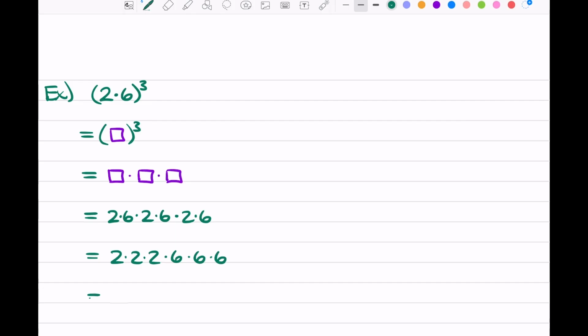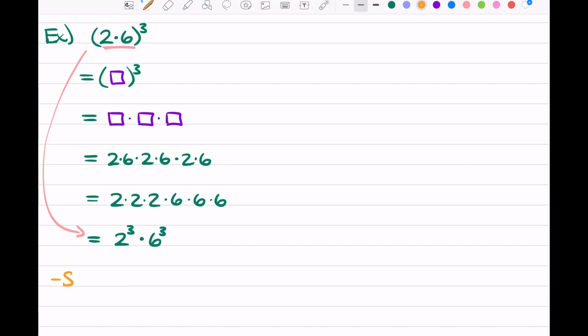And since we're multiplying by 2 3 times, we can write that as 2 to the 3rd power. And we can do the same with the 6. This would be 6 to the 3rd power. So this is our shortcut here. If we're multiplying two numbers and we take that to some power, we can simplify it like this by taking each of those numbers to that power.